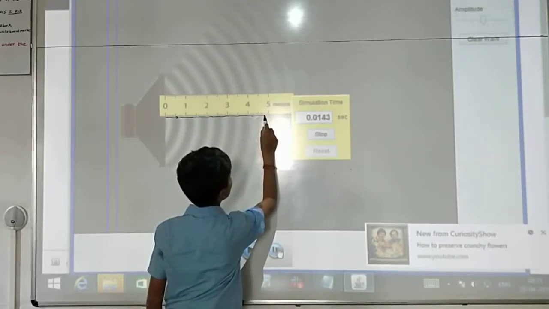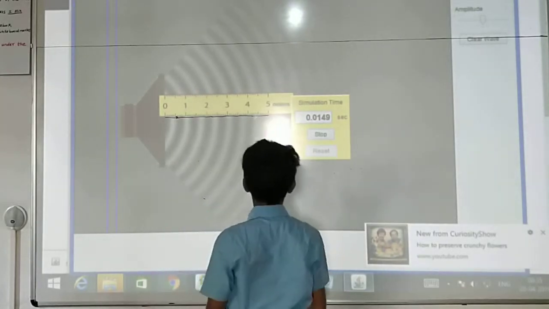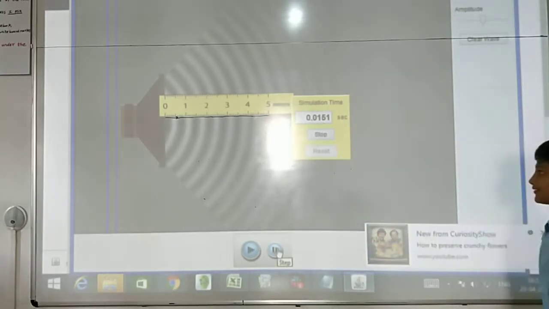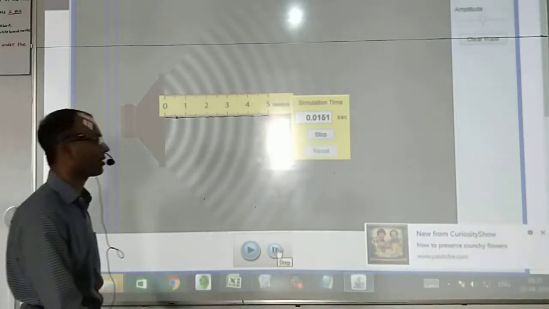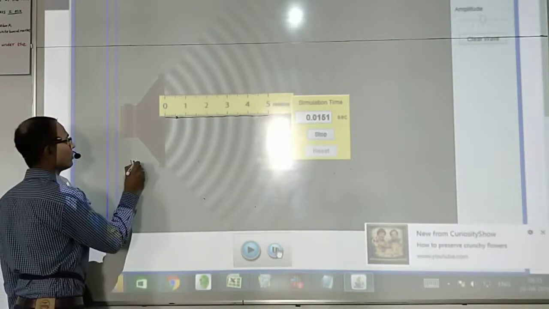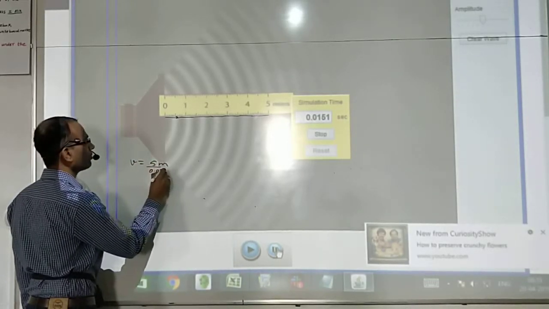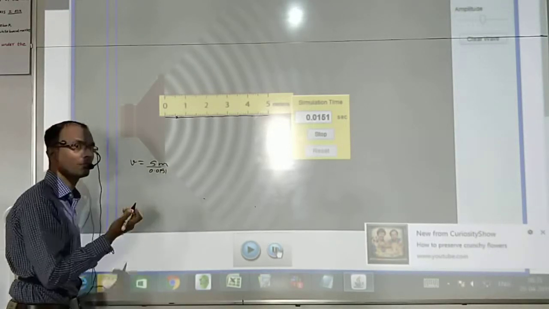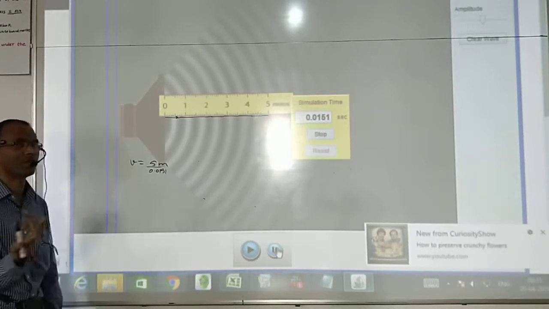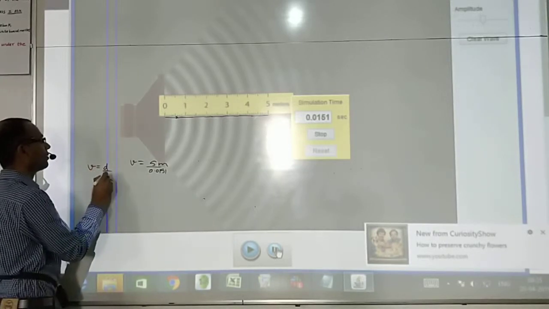Tell me when it reaches. One. It reached? One. Okay, so this is trial 1. Let us repeat this 5 more times and take the mean. So velocity is 5 meters divided by 0.0151. Distance by time. You don't have F here. No F now. Velocity is distance by time. Listen, please.